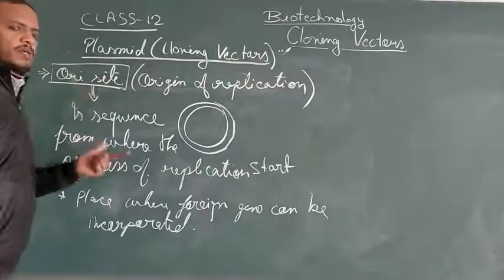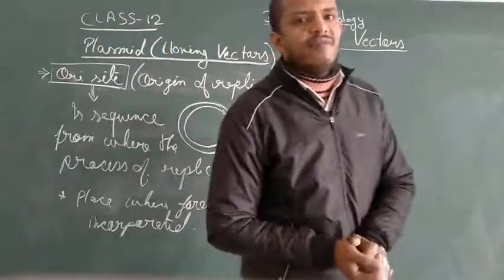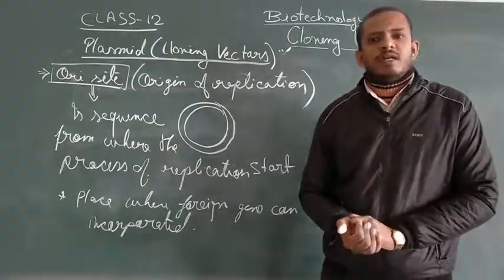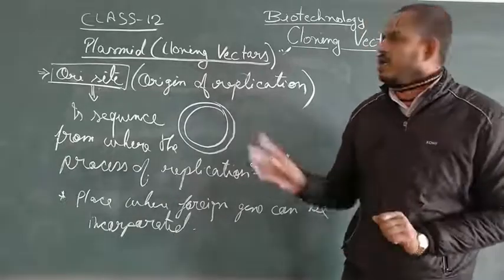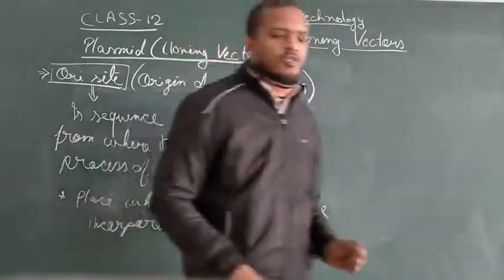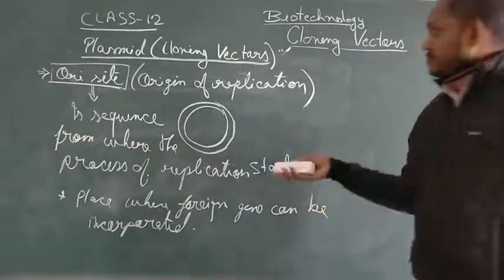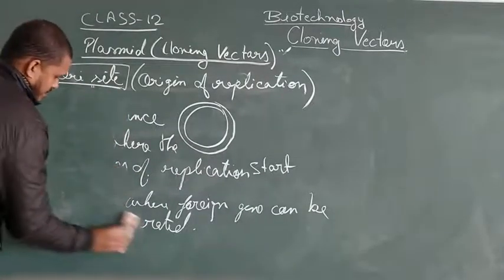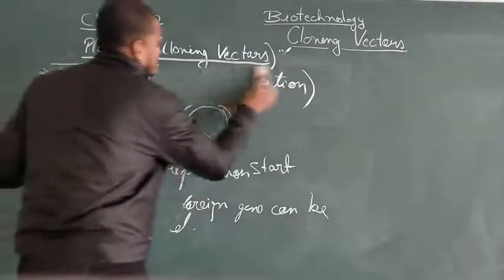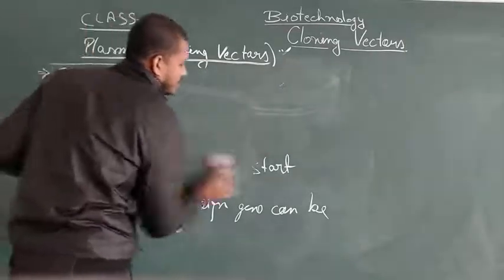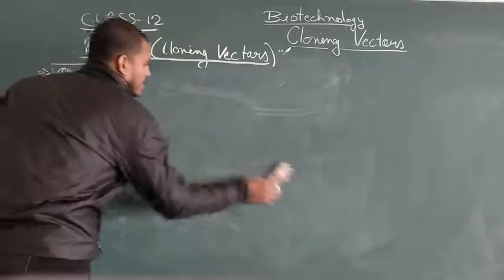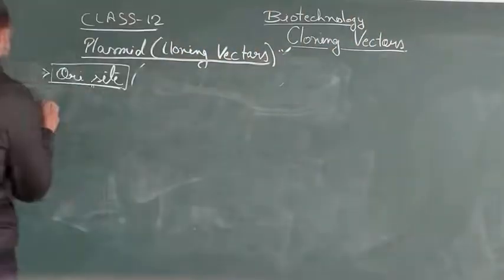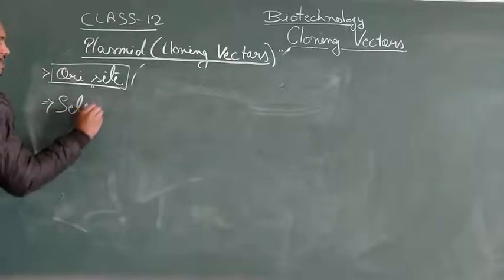So a plasmid, a vector, should have an origin site for the replication process, so that its copy number can be increased by replication. Simply, it is the site from where replication starts. Now the next is your selectable marker.